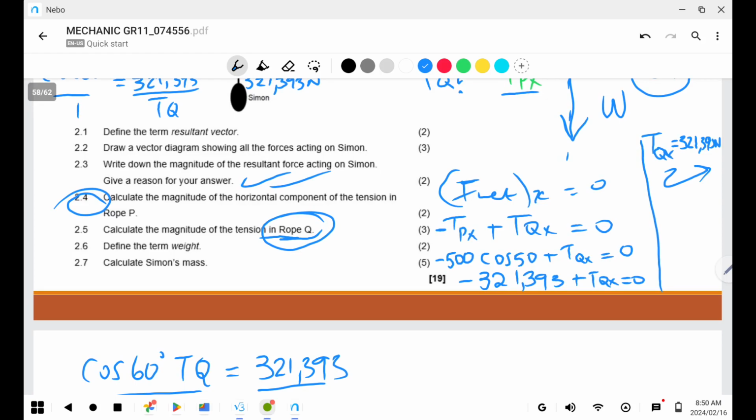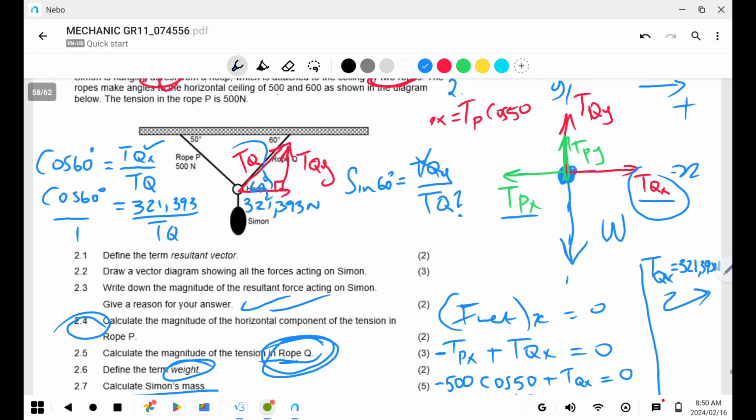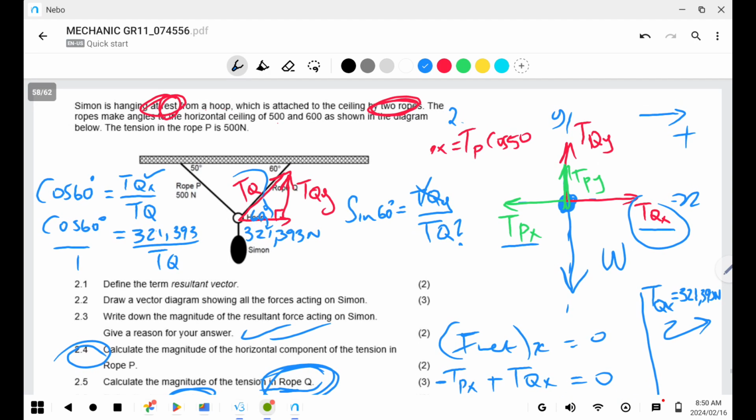So there we have it. That is the magnitude of the tension in rope Q. And then it says define the weight. Remember, the weight is the gravitational force that the earth exerts on an object. And finally, it says calculate the mass of Simon. I want us to go back to our free body diagram because it's the one that is helping us to solve these problems. This is the simplified free body diagram up here.